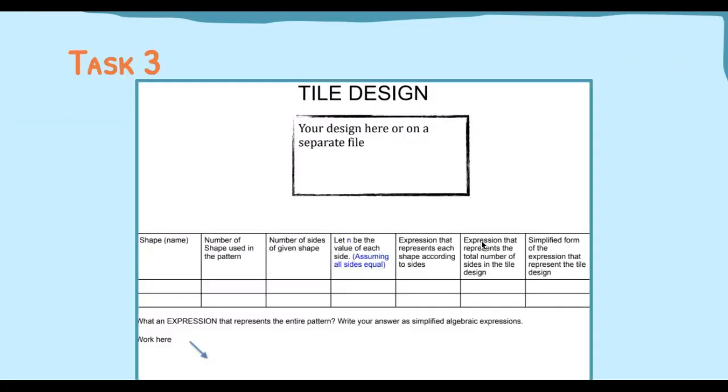Let's see what's next. Alright, so this is task number 3, the tile design. You already have your design here, and you need 2 of this, right? 1 for design 1 and 1 for design 2. You're going to identify the shapes, how many of that shape were given, and the number of sides in the given shape. A triangle is 3. And let n be the value of the side, assuming that all sides are equal. That's why I asked you guys in the first task that it should have the same sides. Then write an expression that represents each shape according to its sides, and an expression that represents the total number of sides.